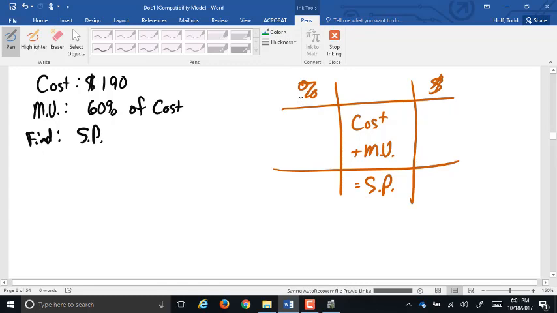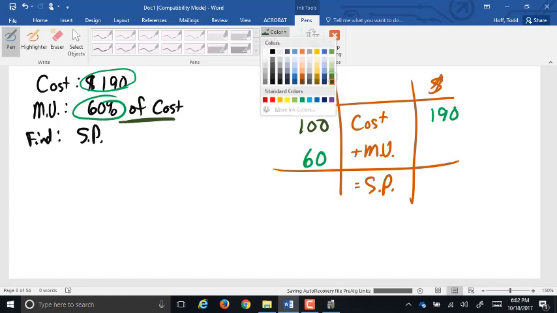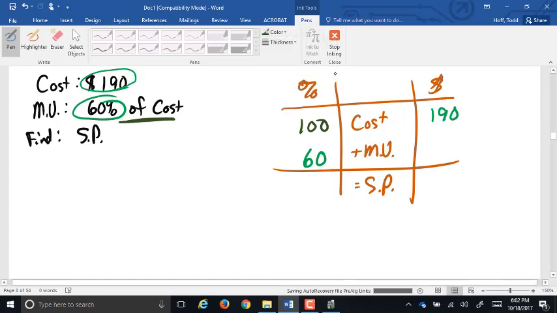In this table, I'm just going to go right through the information I have. Where's the 190 go? Cost, the dollar side of the cost. Where does the 60 go? Percent side of the markup. What else do I know? 100% goes on the cost, which tells me this is 160%.